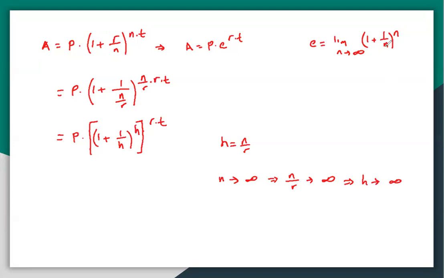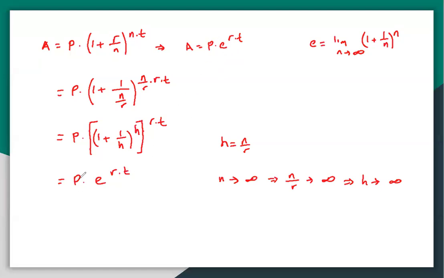Since H is approaching infinity, this is the same thing. In our definition it was N, but there's no difference when you change it to H. So 1 plus 1 over H to the H power, if H is approaching infinity, this parenthesis is actually getting our Euler number. So right now we can say this is going to be equal to P times E to that exponent. So that will be our final answer. As you see, this is what we were trying to do.